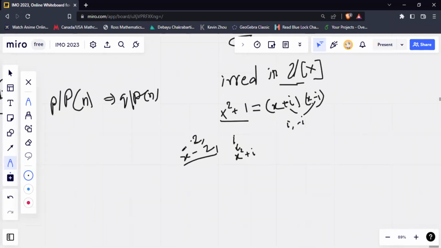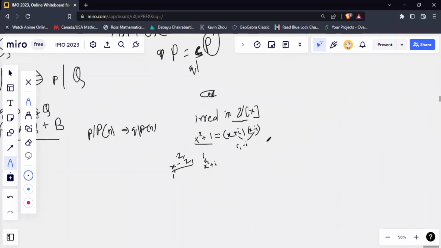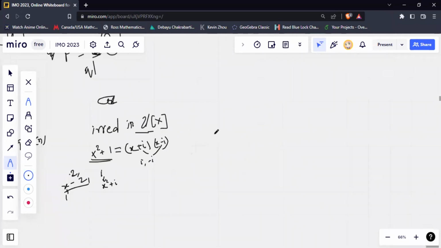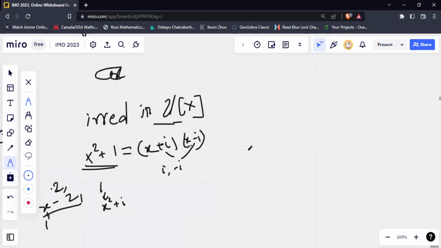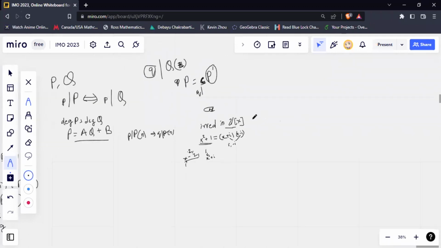So basically minimal polynomials and irreducible polynomials go hand in hand. They are almost equivalent. Like x minus 2 is irreducible, and it is a minimal polynomial. Similarly, x squared plus 1 is irreducible and it is a minimal polynomial. So they're almost equivalent.